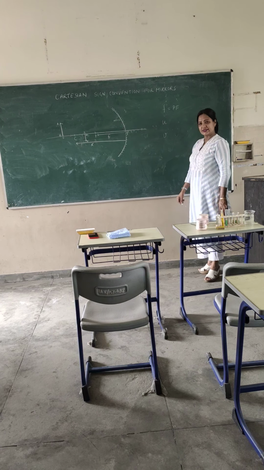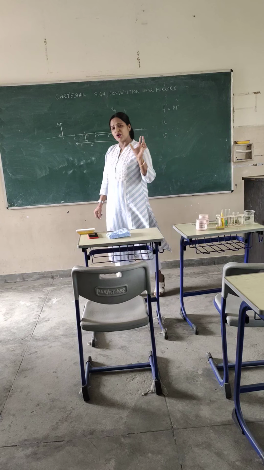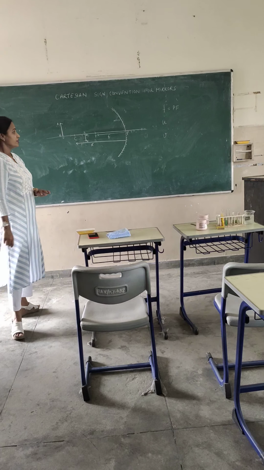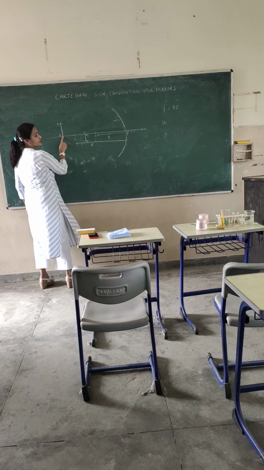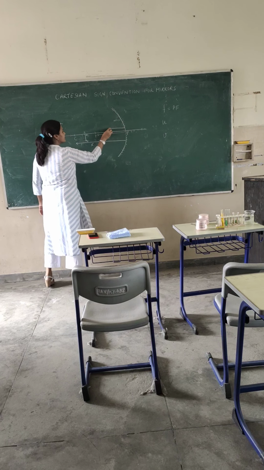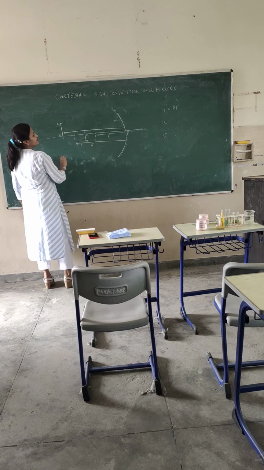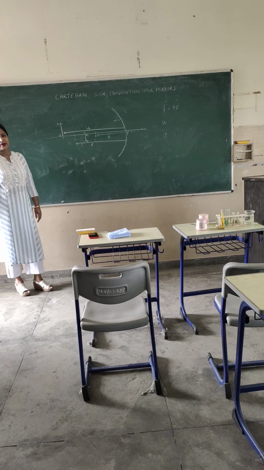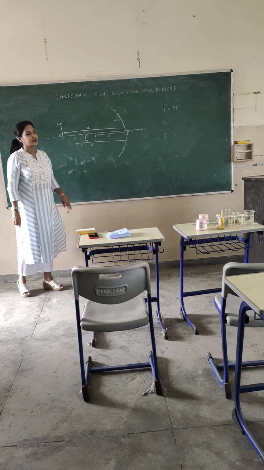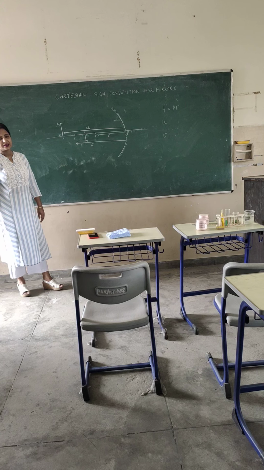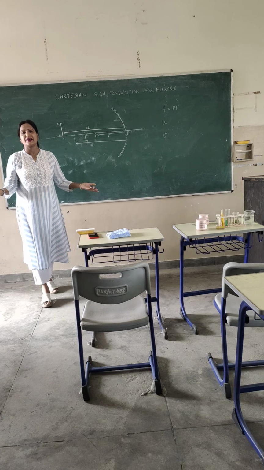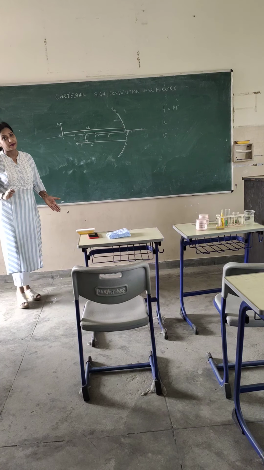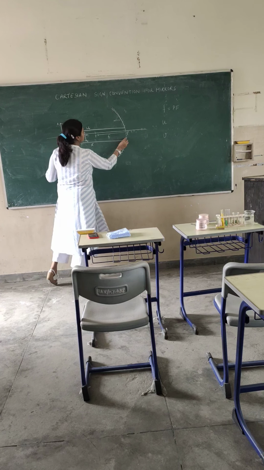Then comes object distance. The word itself is very clear. Object distance means the distance of the object from the pole. So here is the pole and here is your object. So this distance is the object distance, denoted by small u. And the third variable is image distance. Again, the word itself clearly implies what image distance is. It is the distance of the image from the pole. Right? So the distance of the image from the pole.